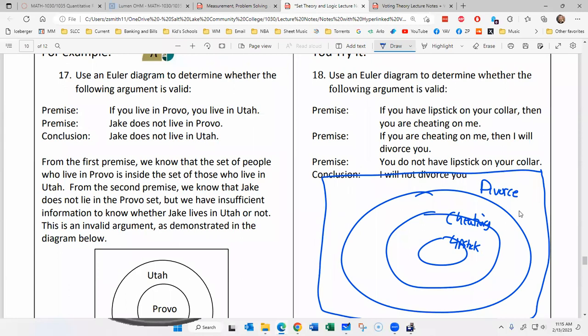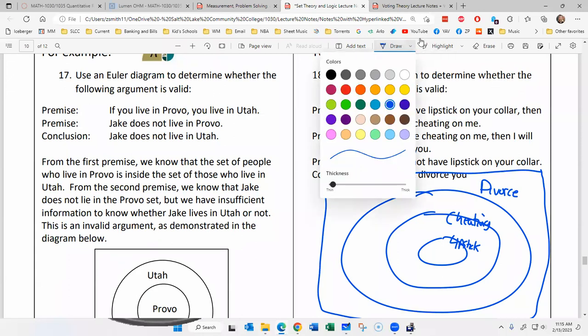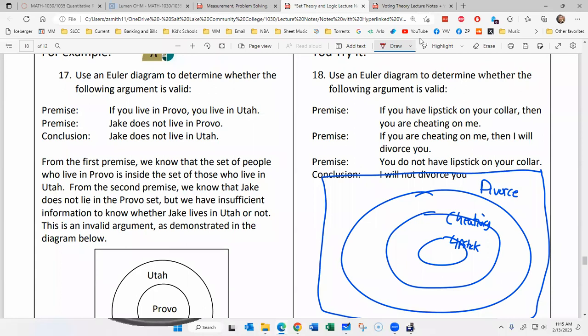Premise, you do not have lipstick on your collar. Therefore, I will not divorce you. That's a specific. You do not have lipstick on your collar, so you're not in that circle. So you could be here, you could be here, you could be here. You're just not in there. In other words, you might have done something else that's cheating, and she's going to divorce you, or he's going to divorce you. So the conclusion, I will not divorce you. That one right there disproves the argument. As does that one. Both of those would be disproving.